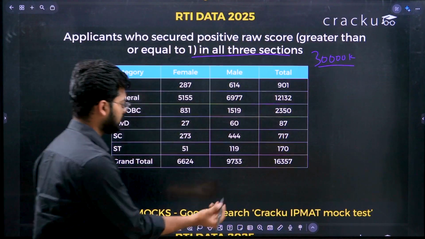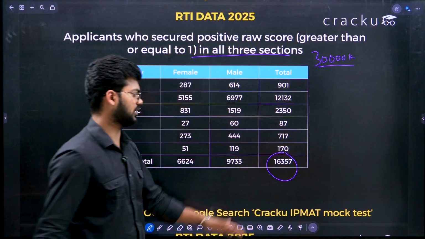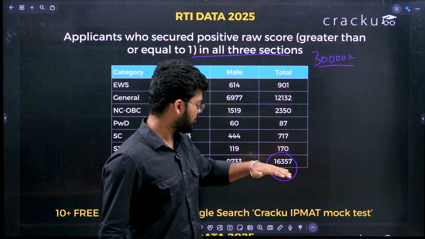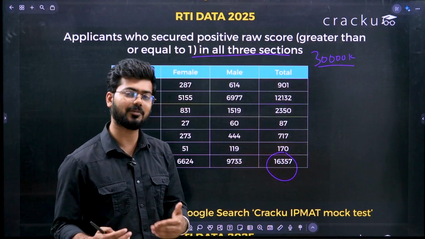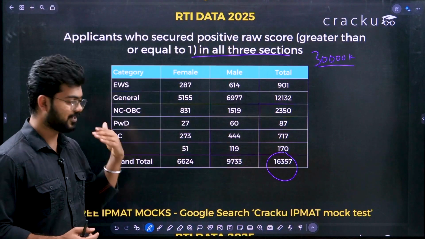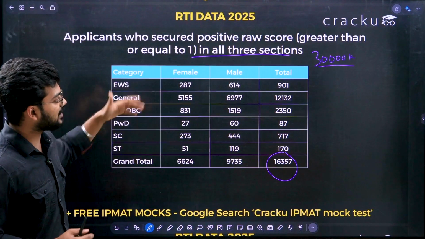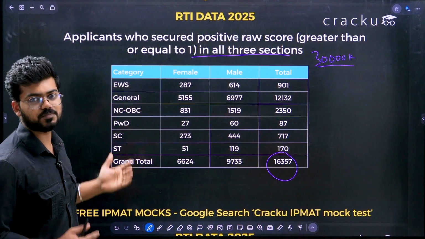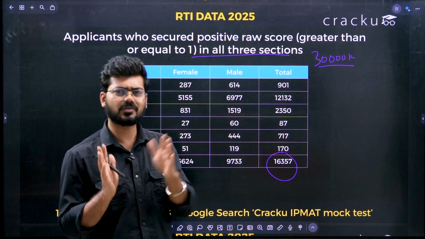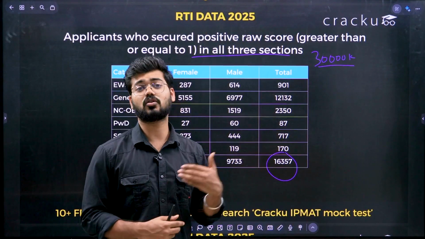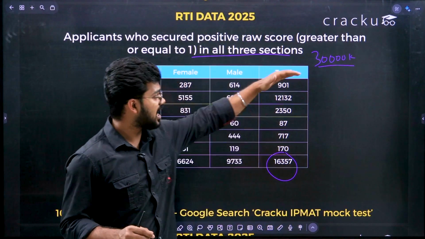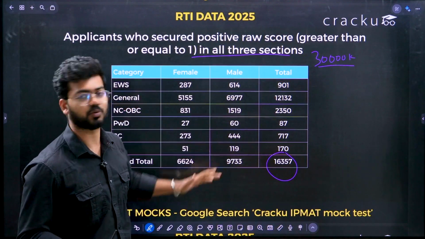Now if we see, this number is just around 16,000. Out of 30,000, only 16,000 people are able to score more than or equal to 1 mark in all 3 sections. So can you see why this gap is there? Because people are not preparing in an efficient way, they are not taking enough mocks. There are multiple factors for that, but half of the competition is gone at this point only.